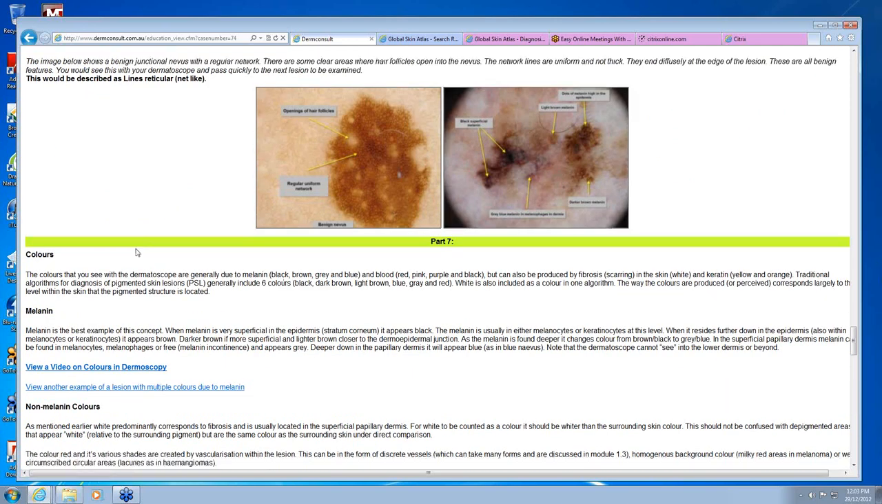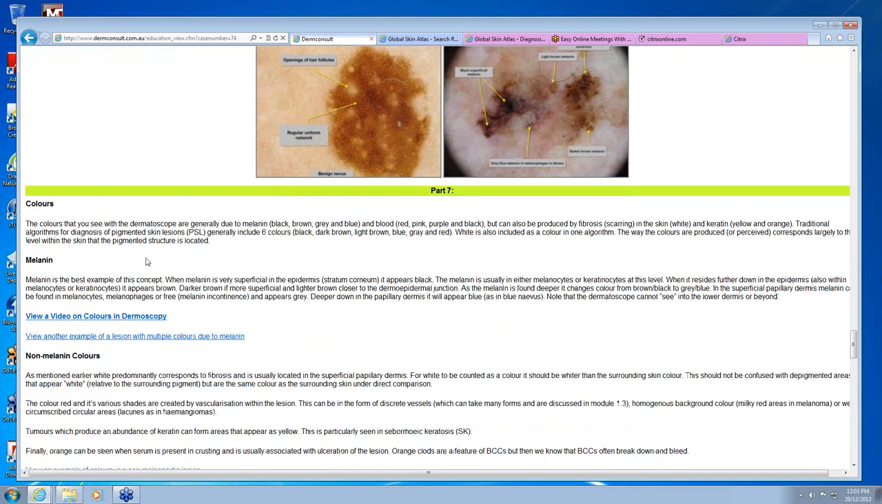The issue of colors. Well, the colors that you're going to see with the dermatoscope are usually due to melanin, and whether it's black or brown or gray or blue depends on where the melanin is in the skin. If it's high up in the skin underneath the stratum corneum, it's going to look black. If it's at the dermoepidermal junction, it's going to be a light brown. If it's in the upper dermis, it's going to be gray. And if it's in the deeper dermis, it's going to be blue, as in a blue nevus.